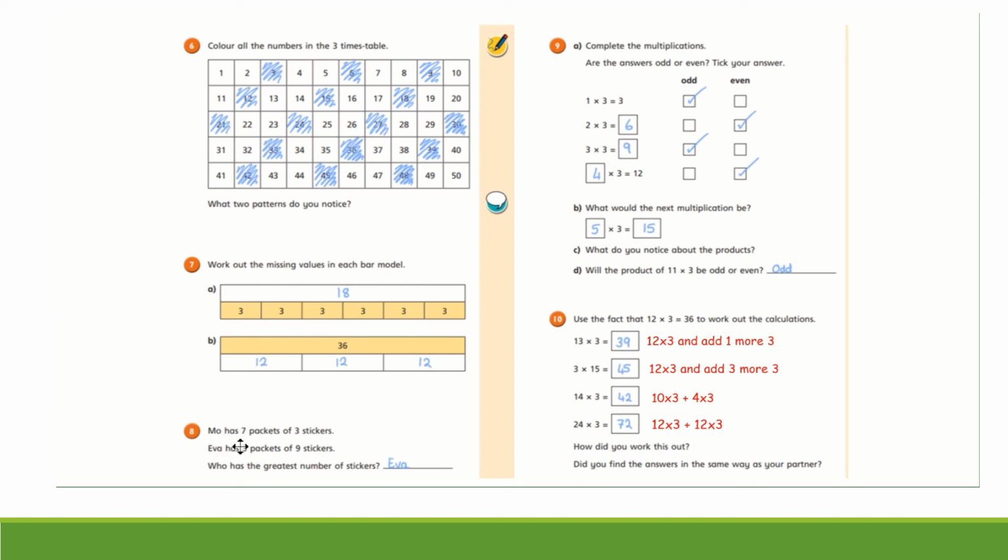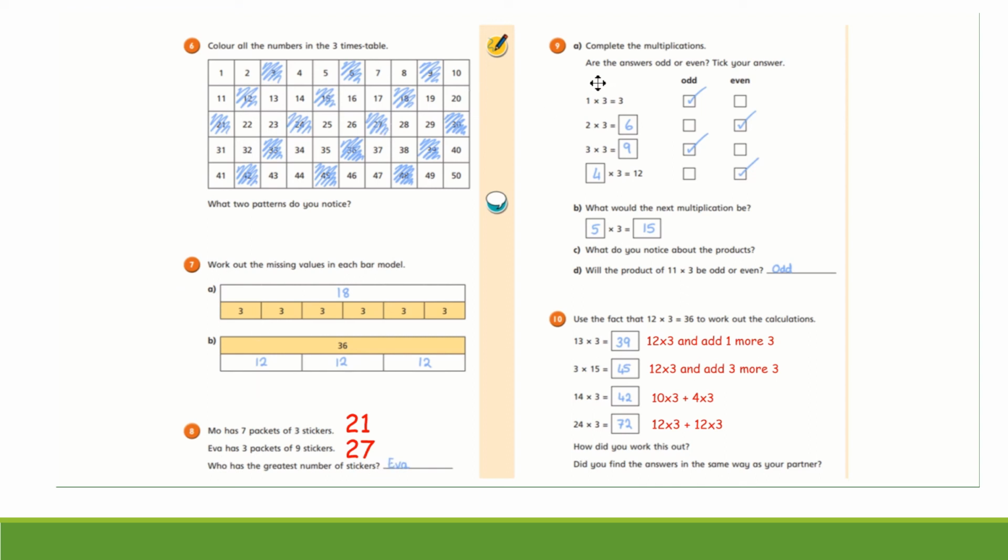And number 8, Mo has 7 packets of 3 stickers and Eva has 3 packets of 9 stickers. Who has the greatest amount? We did say you needed to work these out. 7 times 3 is 21. Oh, we can put that in. Where's my 21 gone? So 7 times 3 is 21. And 3 times 9, or 9 times 3, is 27. So we can see there that Eva has the greatest number of stickers.